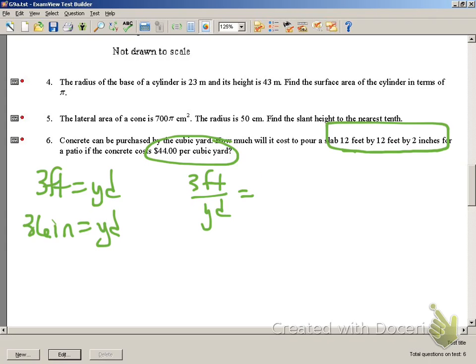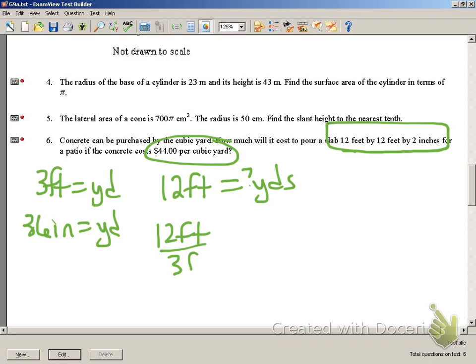Let me back up. I need to figure out how to convert 12 feet into yards. How many yards? That's what we need to figure out. If there's 12 feet, how many yards would that be? Well, if 3 feet are in a yard, 12 feet divided by 3 feet would equal 4 yards. So this is 4 yards by 4 yards.